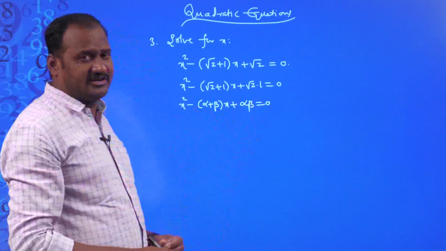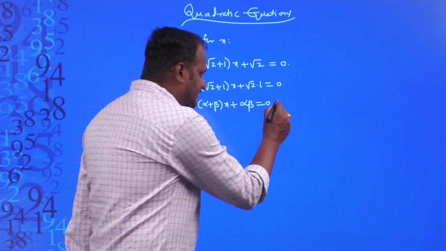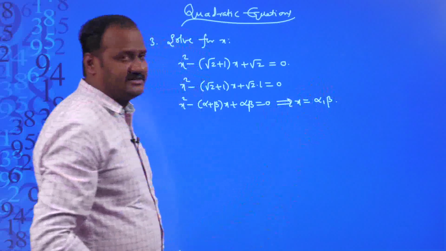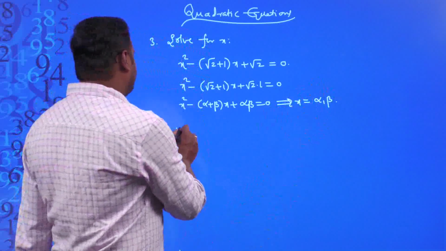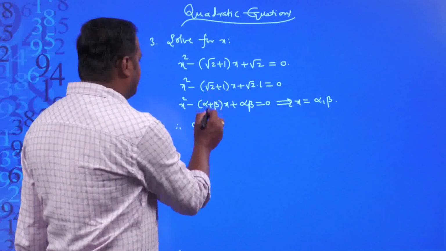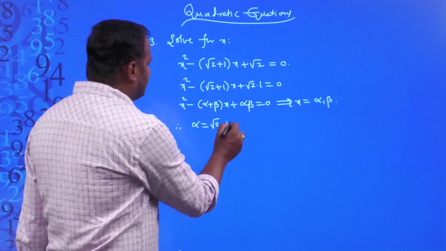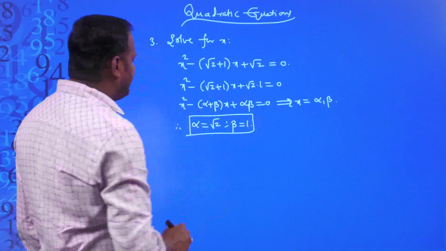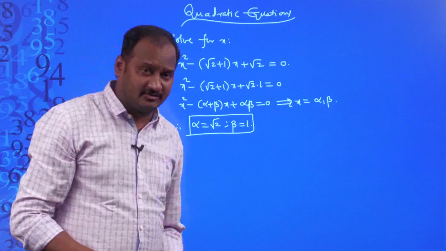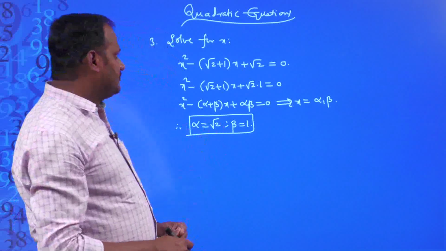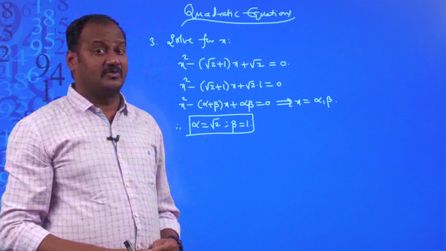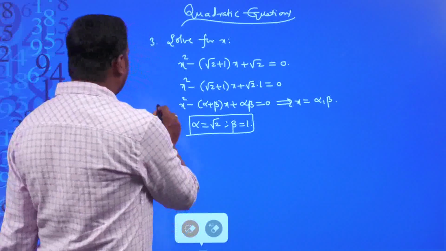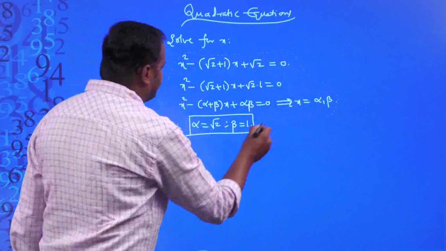You know this, if this is the quadratic equation, then what are the roots? Yes, the roots are going to be x is equal to alpha comma beta, right? What is alpha, what is beta here? Therefore, in the place of alpha you have root 2 and in the place of beta you have 1. Therefore, the roots are going to be alpha is equal to root 2 and beta is equal to 1. So, this way you can easily find out the roots of any quadratic equation, right? Okay. Let us move on to one more example, that is solve for x.